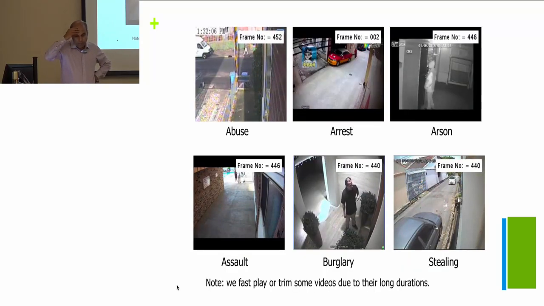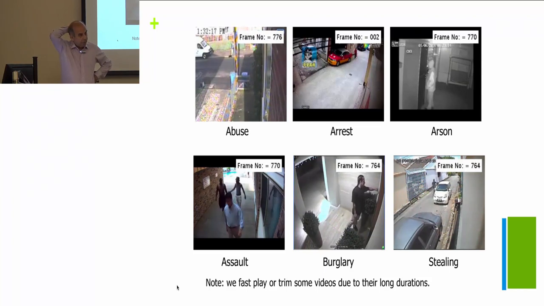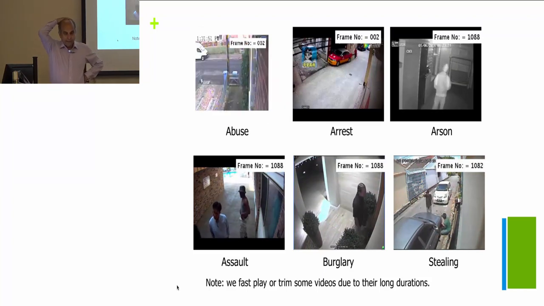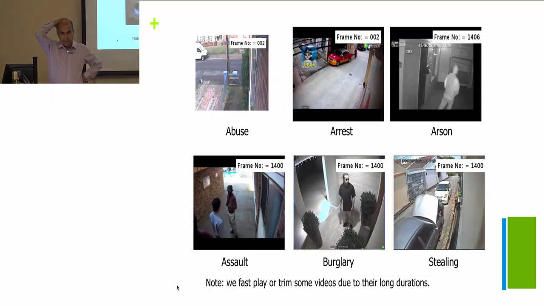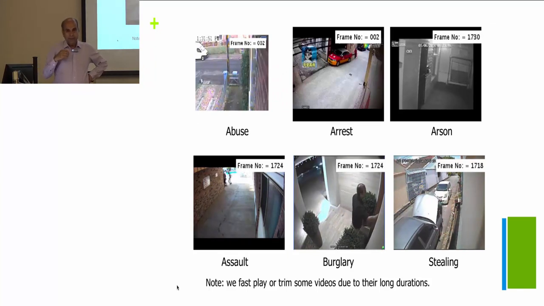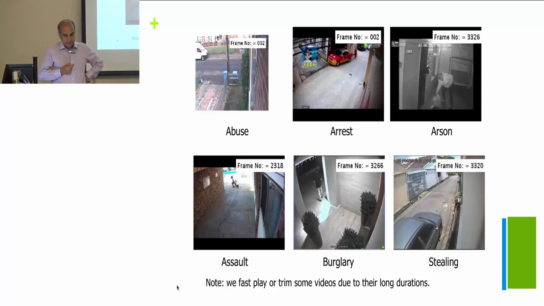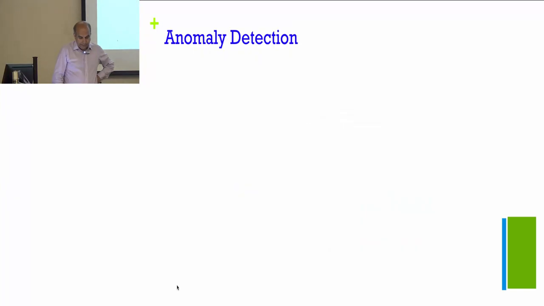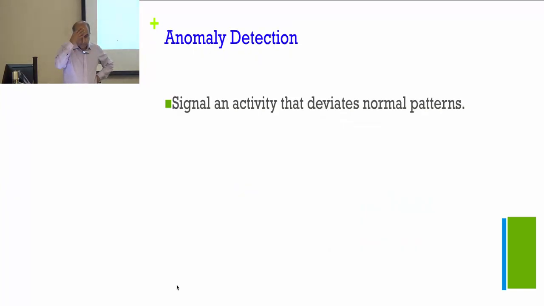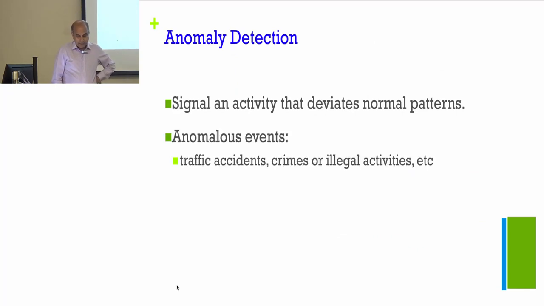So what we want to do is automatically scan the videos and identify if there's an anomaly, because most of the time in these videos nothing happens, they are safe, but sometimes there's an anomaly, and that's where we want to tell the monitor to pay attention. So that is called anomaly. And now we want to signal activity that deviates from normal patterns.